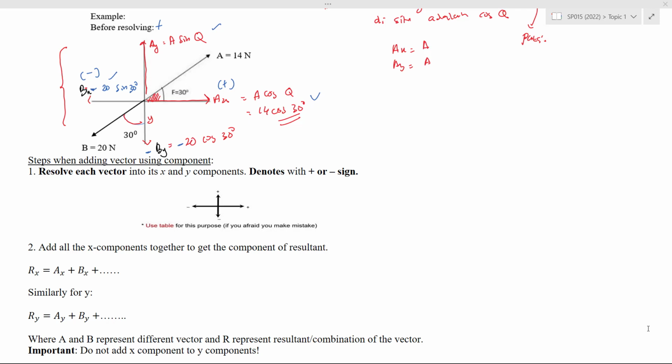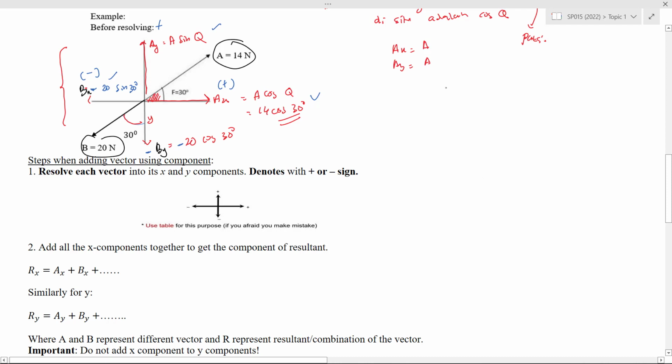Okay, hai, jom kita habiskan subtopik 1.2 skala and vector. Macam saya kata in the previous video, you cannot add the vector A and B together. Contohnya, if you want to combine vector A dengan B, you just tambah 14 tambah 20. Cannot do like that, okay?